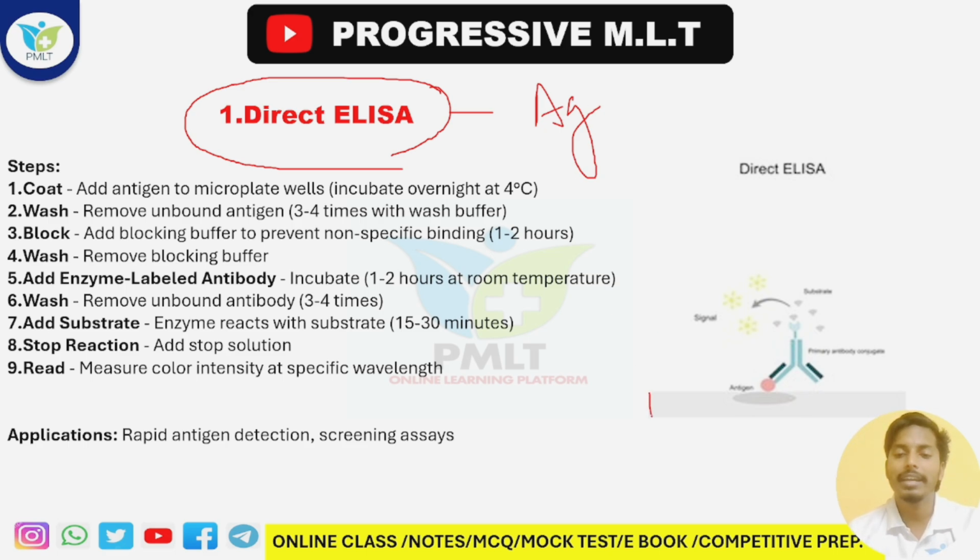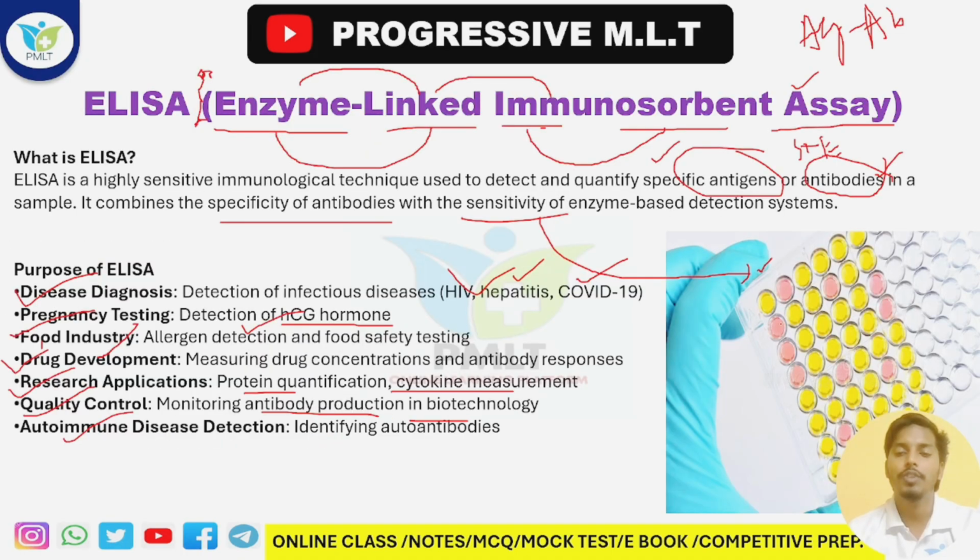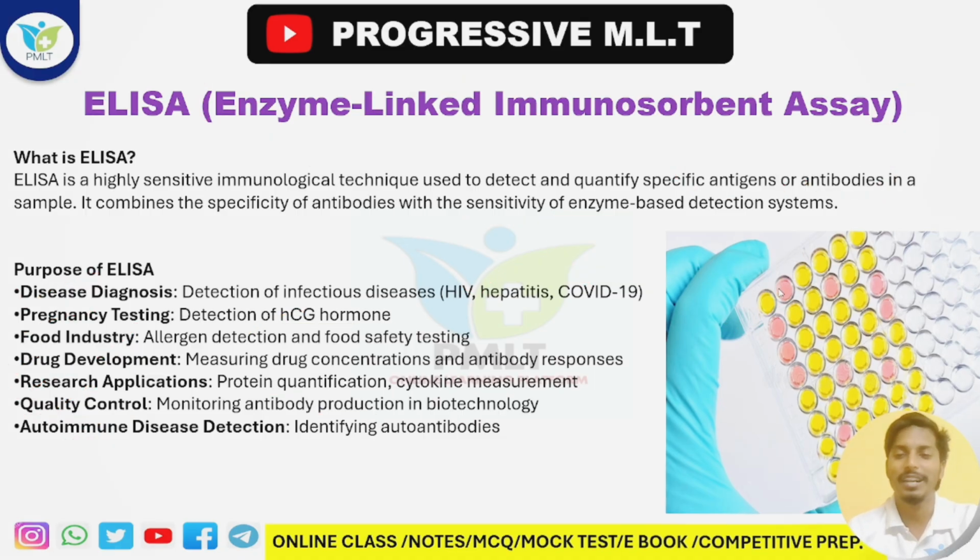That is the microplate, the polystyrene plate. These polystyrene plates are basically immunosorbent. I have already explained that these wells are immunosorbent. They basically absorb the antigen, the immunological components, so they are immunosorbent in nature.